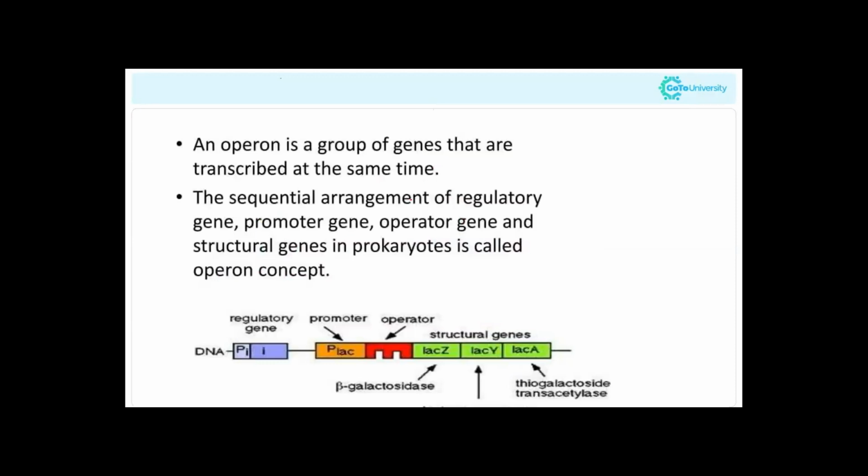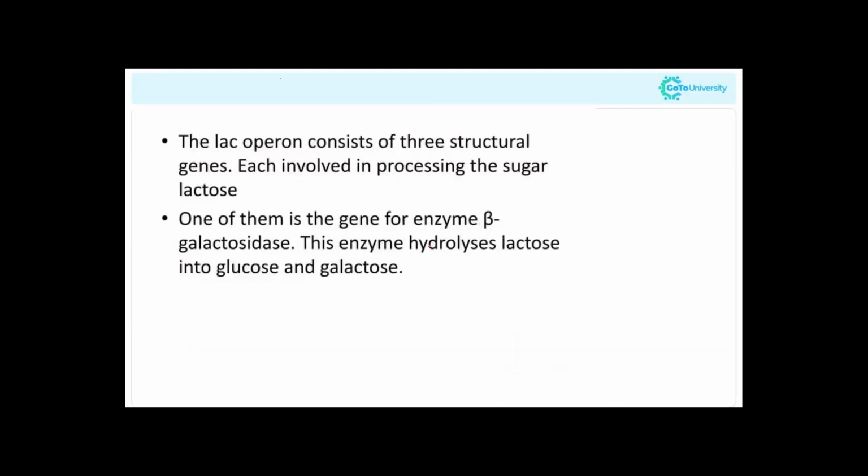So operon is a group of genes that are transcribed at the same time. It is a sequential arrangement of regulatory gene, promoter gene, operator gene, and structural genes in prokaryotes, which is called the operon concept. And it consists of three structural genes involved in processing the sugar lactose. One of them is the gene for the enzyme beta galactosidase. And this enzyme hydrolyzes lactose into glucose and galactose.